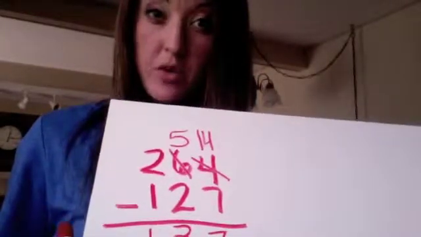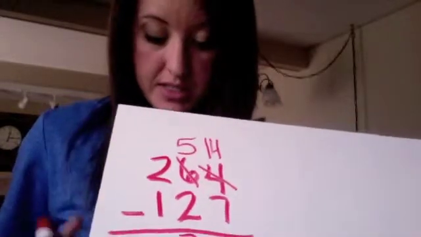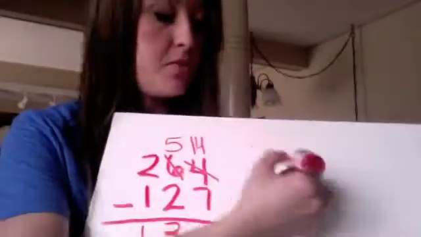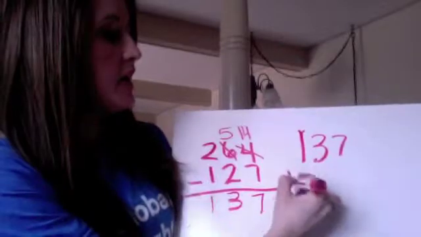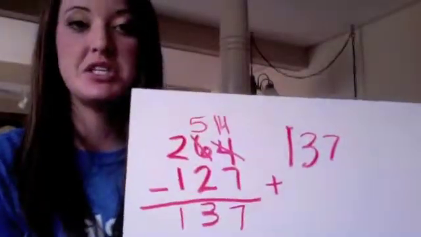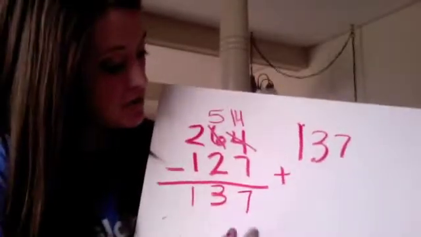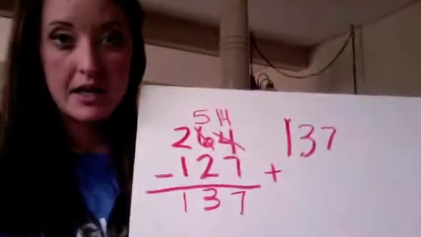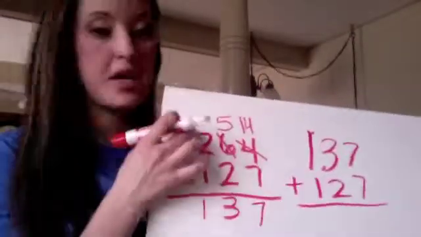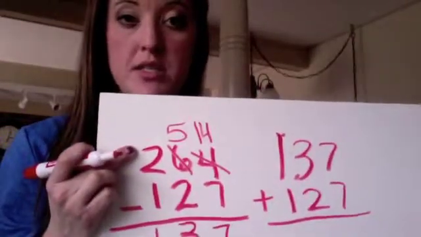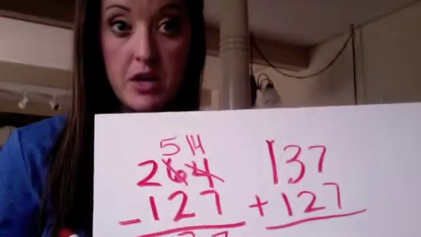When you're checking your work, you are going to move up in your number sentences. So we're going to take our difference, 137, and we are going to use our related addition fact to help solve this. So 137, and again I said you're going to be adding this number right here, 127. And the goal is to try to come up with this top number, 264. If we get this number, that means that our answer down here is correct.